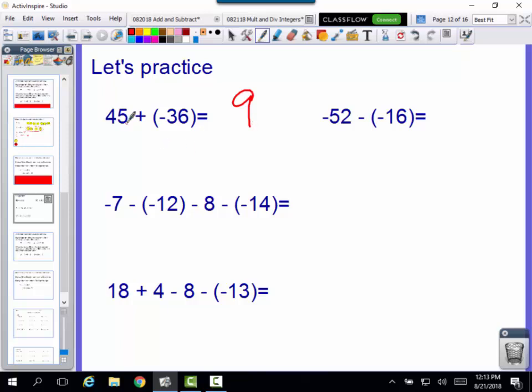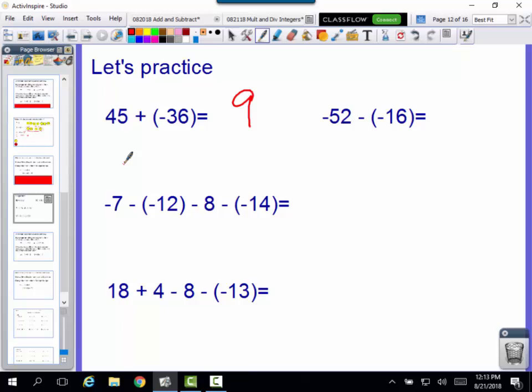So if you remember back to the pictures that we were doing, this says I got 45 positives. This has got 36 negatives. So these 36 negatives will zap out 36 of these positives. And who do I have more of? I've got more positives left.